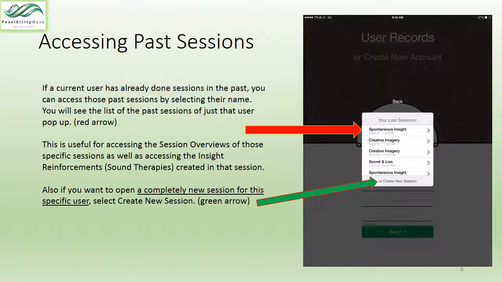If you click on a name that's already there, what you'll see are the sessions that already have been done with that person. And you'll see whether it was spontaneous insight or creative imagery or secrets and lies. You'll also see the date and even the time. This also gives you the chance to create a new session for yourself. So if I, Garnet, wanted to start a new session today, then I'd go ahead, click on my name. It would open up. If I have other sessions, it would show that from the past. But I would just go to that green arrow and create a new session for myself.